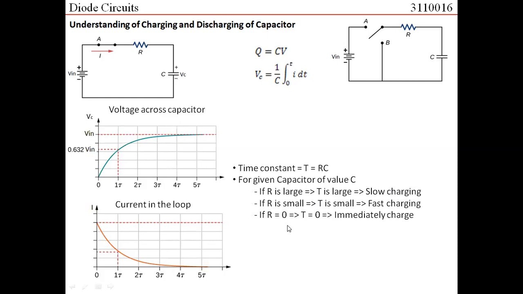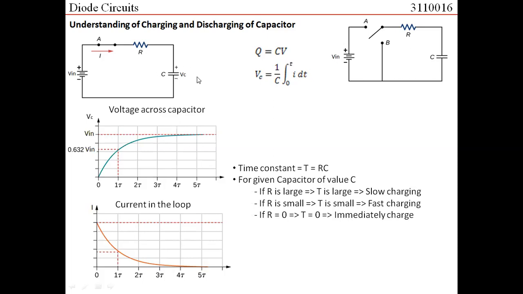Taking the extreme case, suppose that I say that my resistance is 0, then the time constant is 0. What does this mean? This means that the charging is immediate. The capacitor immediately would charge to the given voltage. And this is what is going to happen in many of the clamper circuits that we will see. Right? So this is the charging of the capacitor.